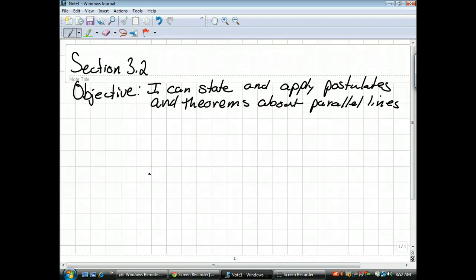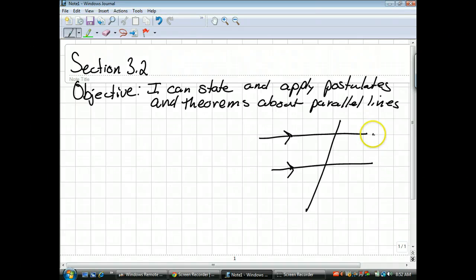Section 3.2, our objective today is I can state and apply postulates and theorems about parallel lines. As a point of notation, from now on, if we see two lines with arrows on the line, that is notation to tell us that those lines are parallel. So we would say line A and line B are parallel lines because of the notation, okay?